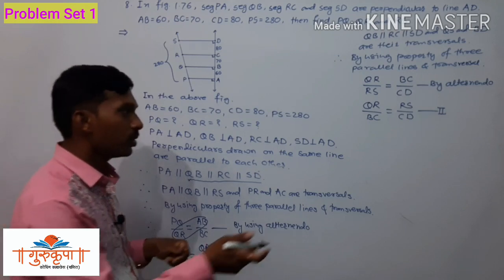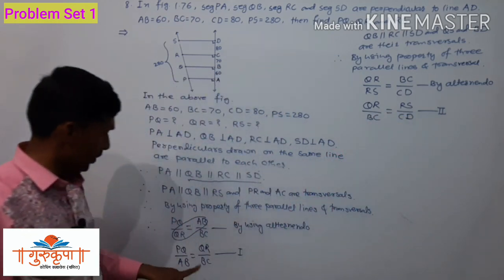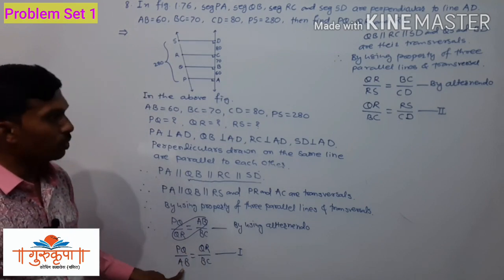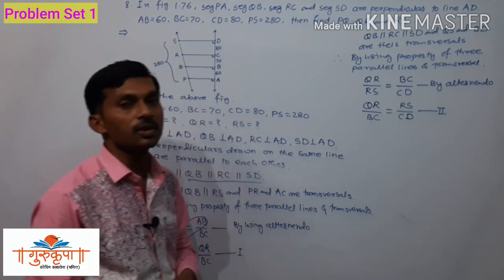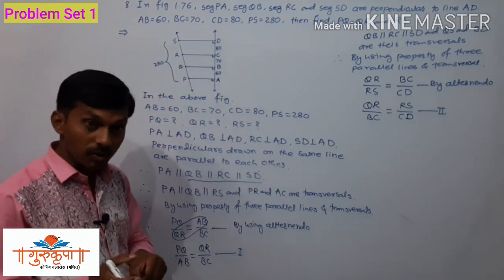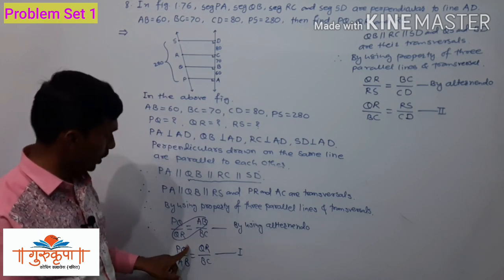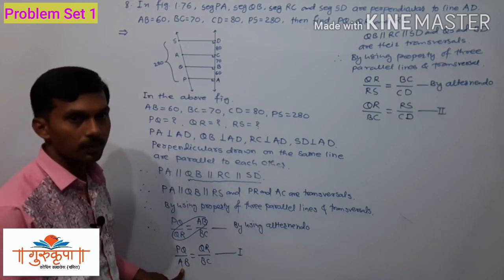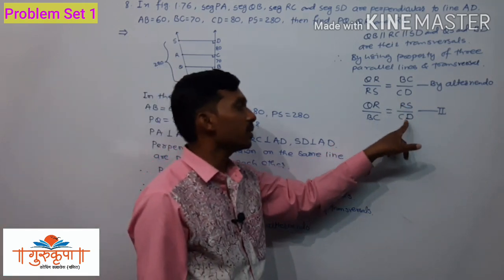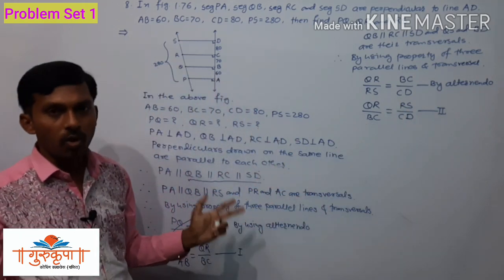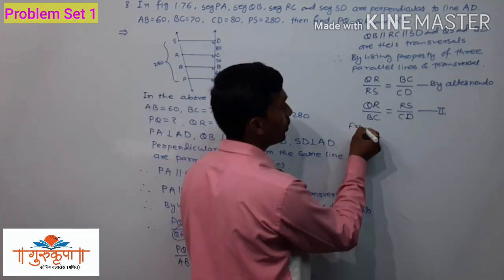And now from equation 1 and 2, QR upon BC is equal to PQ upon AB and QR upon BC is equal to RS upon CD. Means from equation 1 and 2, all these three ratios are equal. Which three ratios? PQ upon AB is the first ratio, QR upon BC is the second ratio, and RS upon CD is the third ratio. All these three ratios are equal, from equation 1 and 2.